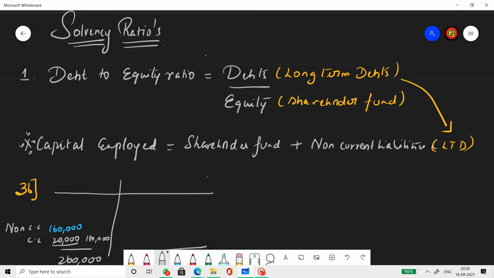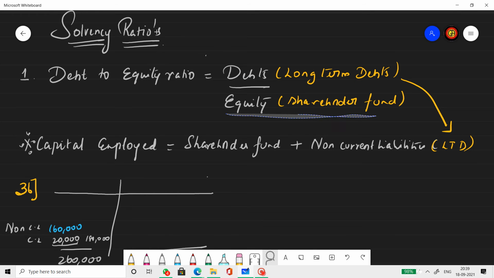Under solvency ratio, the first one is debt to equity. Debt to equity is debt divided by equity. Very easy to remember. Debt divided by equity. But what are the different names that we use for debts, and what does debt mean here? Debt means long-term debts.